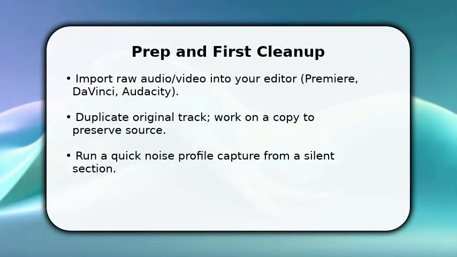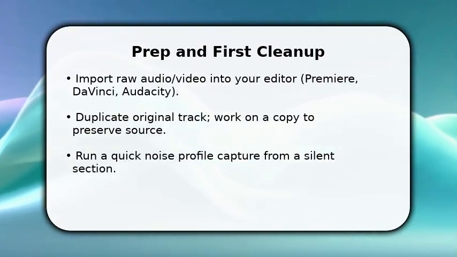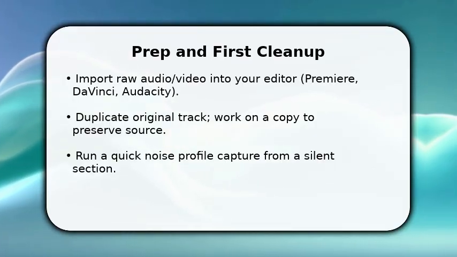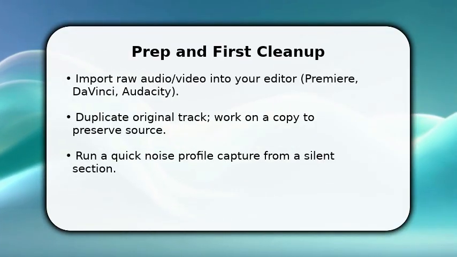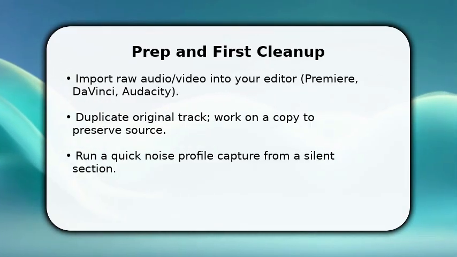You start by loading your clip into your editor and isolating the audio track. Once loaded, duplicate the track so you always have the untouched original to revert to. Find a silent gap where only the background noise is audible and capture a noise profile. This tells the software what to remove. Make sure to label the profile and save it.